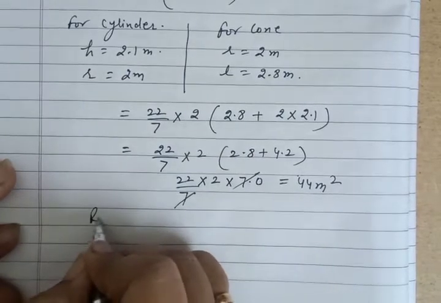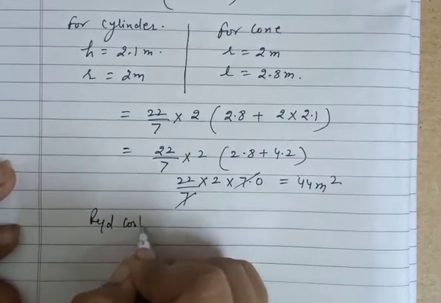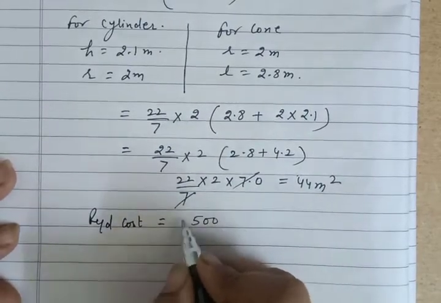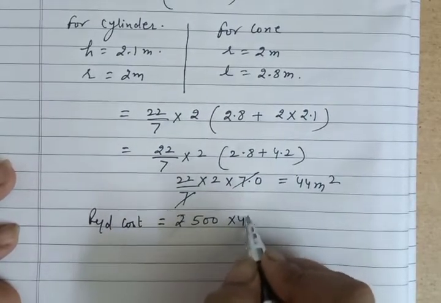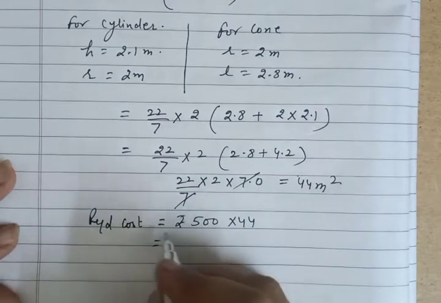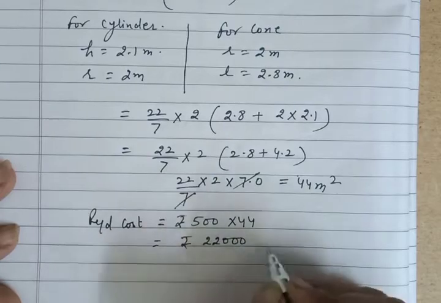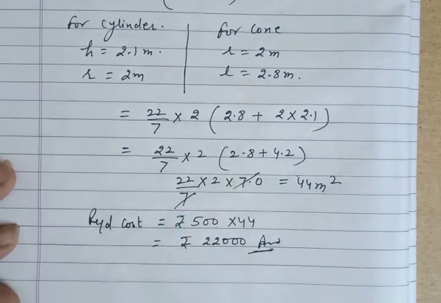And the required cost here, because they are asking for the cost also, is 500 rupees multiplied by 44, which equals 22,000 rupees. Now the next question.